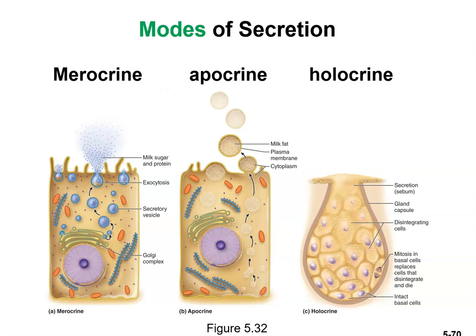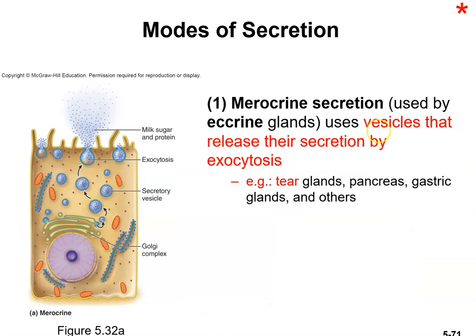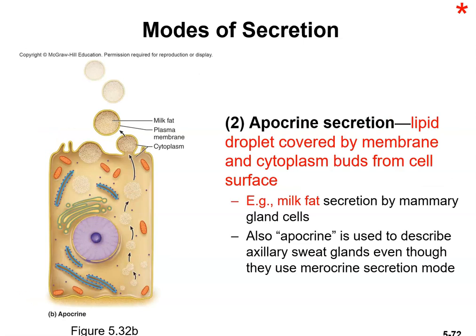If we don't wash our hair for a while, then there will be oil that comes out of the hair follicles onto your skin. That type of secretion is from a holocrine gland. These slides are showing you all these examples one by one.